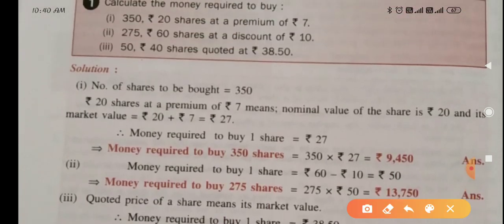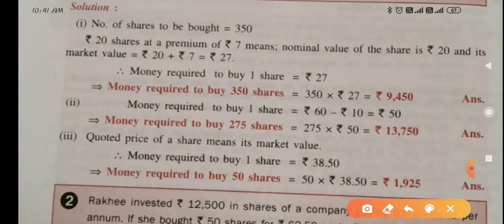Next example, now you want 275 shares. Nominal value rupees 60 shares at a discount of 10 rupees. Now you are purchasing the share at a price less than nominal value, so market value is less than nominal value. Nominal value is 60 rupees and market value will be 10 less, 50 rupees. So money required to buy one share is 50 rupees, and you want 275 shares.